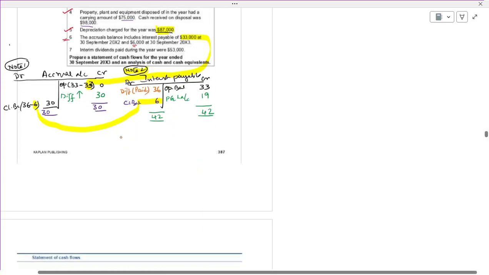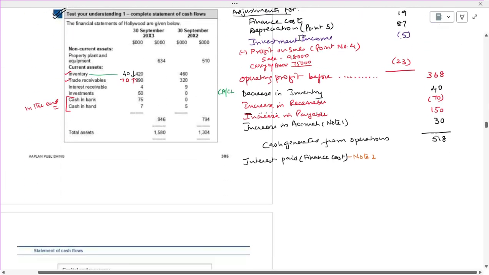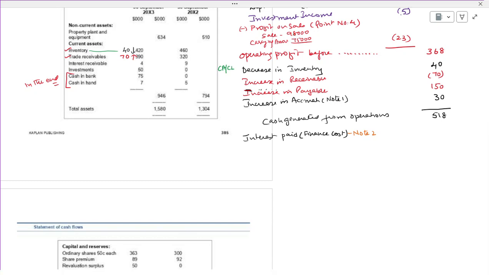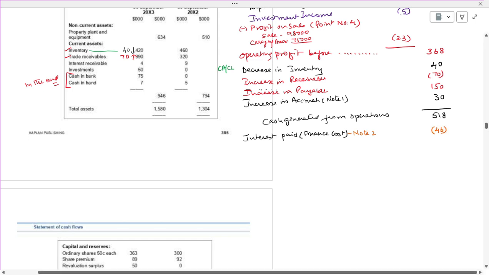One minute. Total we have done wrong, my dear. It is 52. Minus 52, 6. 46. How much interest paid? Interest paid is 46. Understand, Hussein, what we are doing now?